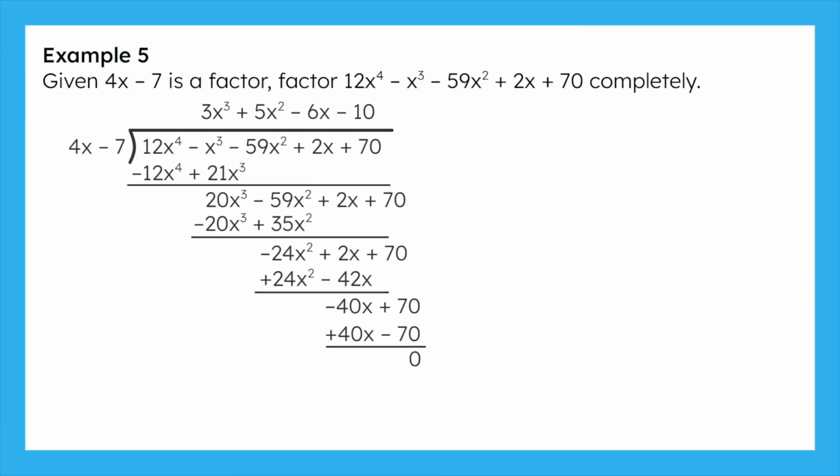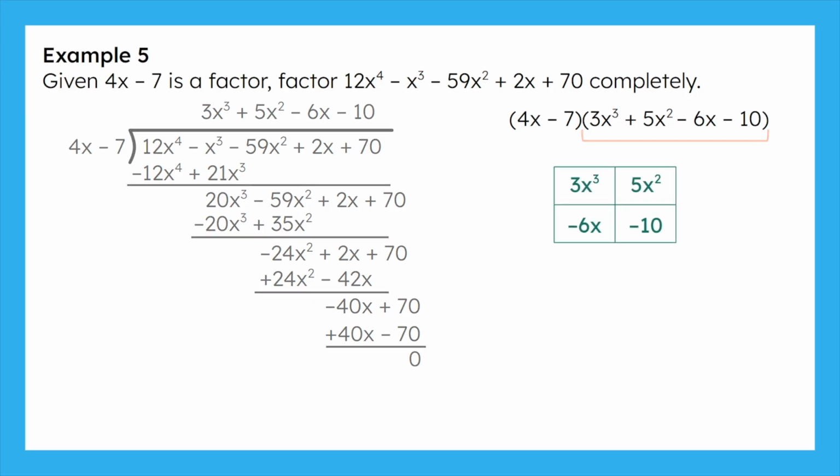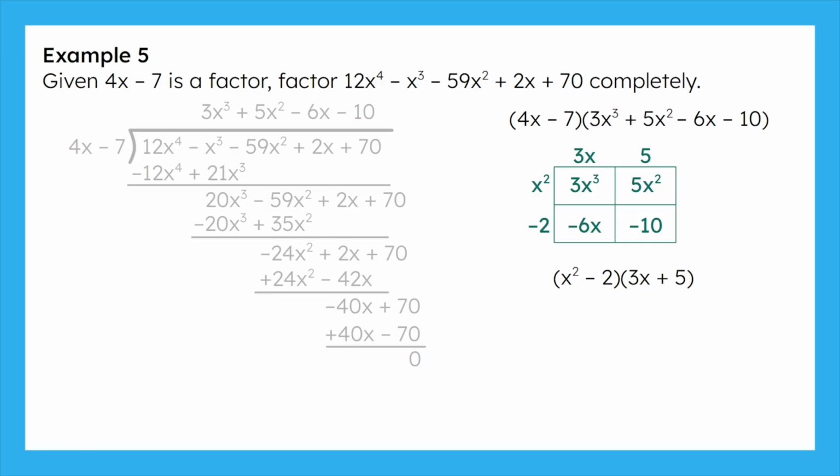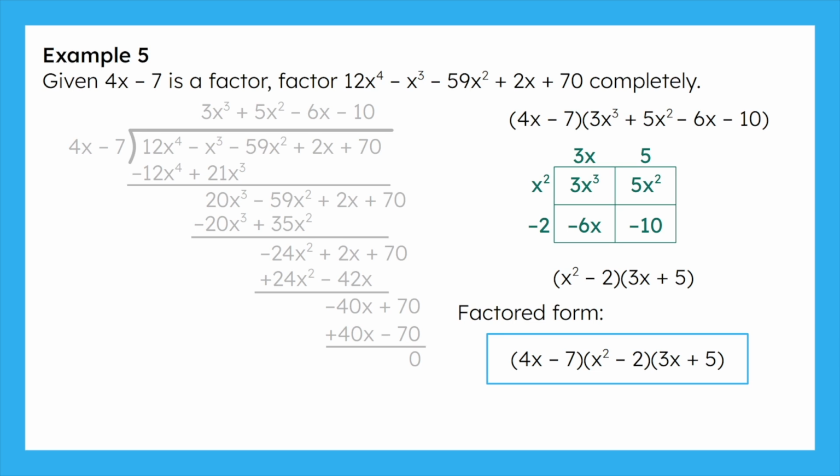We begin by dividing 12x to the fourth minus x cubed minus 59x squared plus 2x plus 70 by 4x minus 7 using long division. That leaves us with 4x minus 7 times 3x cubed plus 5x squared minus 6x minus 10. I put the four terms from this polynomial into an area model to factor, which left me with x squared minus 2 times 3x plus 5. Neither of these binomials can be factored further, so my final factored form of the polynomial is 4x minus 7 times x squared minus 2 times 3x plus 5.